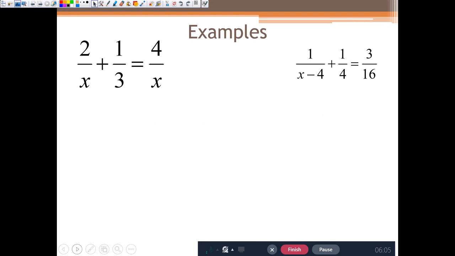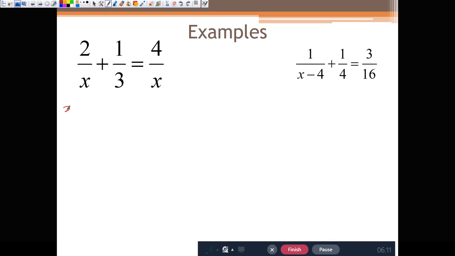So I'm going to look at my numbers first. I have a 3. That's the only number I have, so my LCD is going to have a 3 in it. I also need to look at my variables. I only have x, and it's only to the first degree, so my LCD is going to be 3x. Okay? I'm going to multiply everything by 3x. So 3x times 1 over 3.